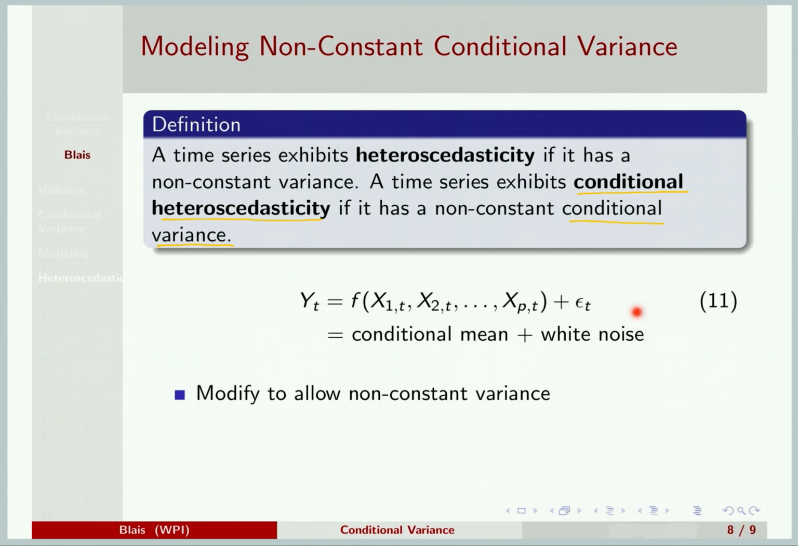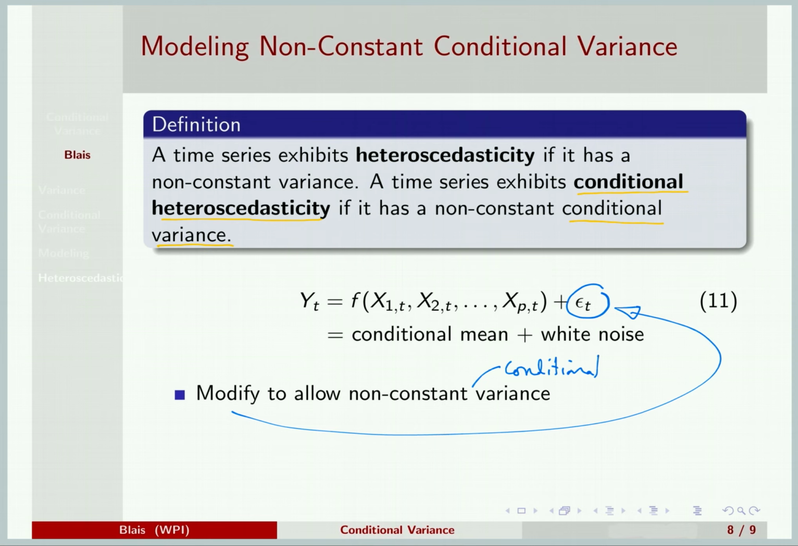And the way we do that is to note that what we're concerned about is our white noise term. In our standard regression models, we can think of this as a prescribed function of the predictors, our conditional mean, plus a white noise term. We are going to modify this to allow non-constant variance, or rather non-constant conditional variance. And the way we modify this is via the noise term.